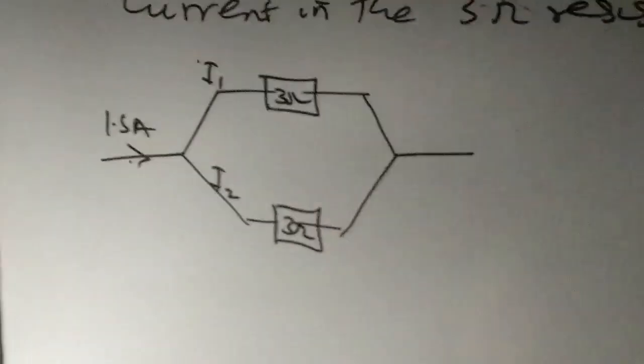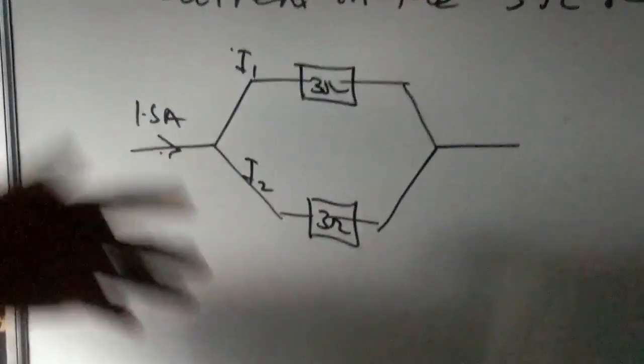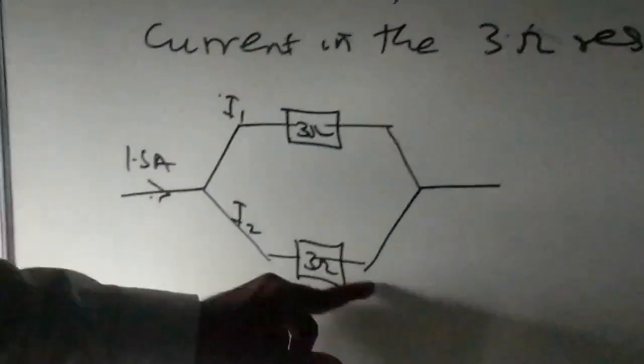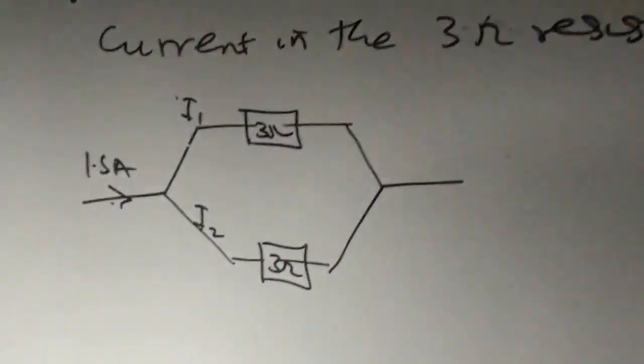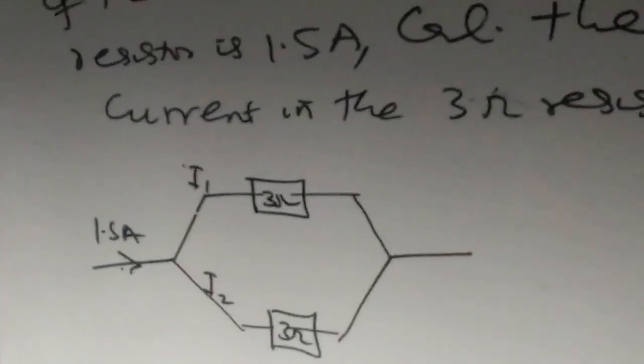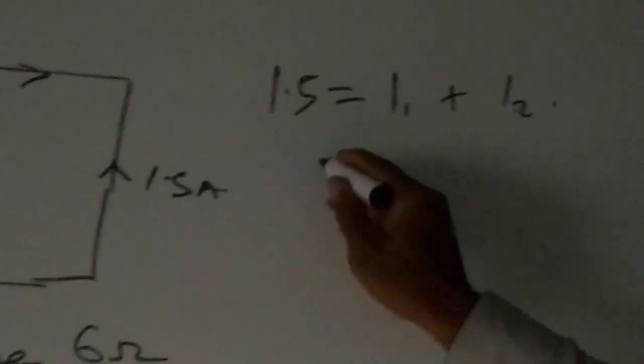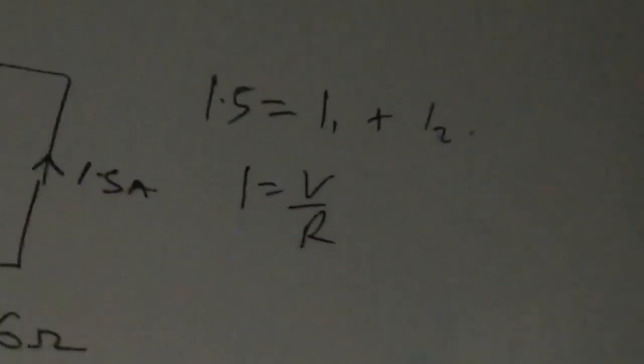So for us to find I1 and I2, we have to find the potential difference across the 3 ohm resistors. And remember, when resistors are connected in parallel, they will have the same potential difference across them. So how do we go about this? From this illustration, 1.5 is equal to I1 plus I2. So this current breaks into 2. And from Ohm's law, current is voltage over resistance.